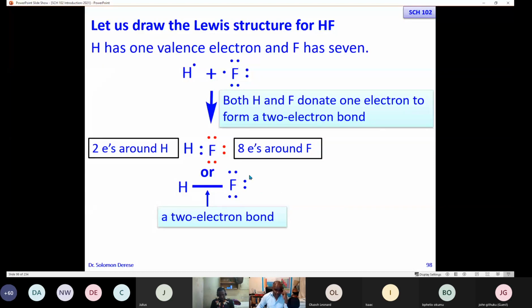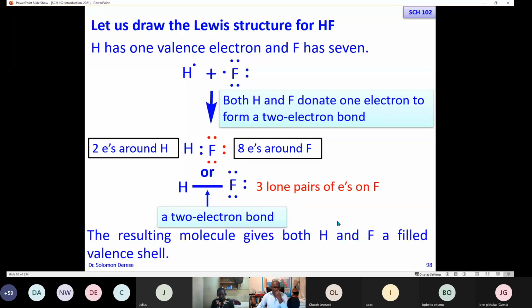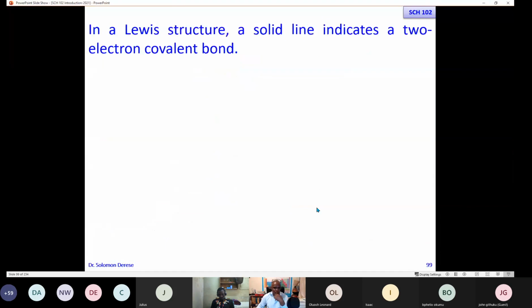Out of the electrons around the fluorine, 3 pairs are lone pairs of electrons on fluorine. So when the valence electrons are used in formation of a chemical bond between 2 elements, some of these valence electrons will become shared electrons or bonding electrons, while the others become non-bonding or unshared pairs of electrons. We'll build up on this and go through the various steps of drawing the Lewis structure of a molecule.